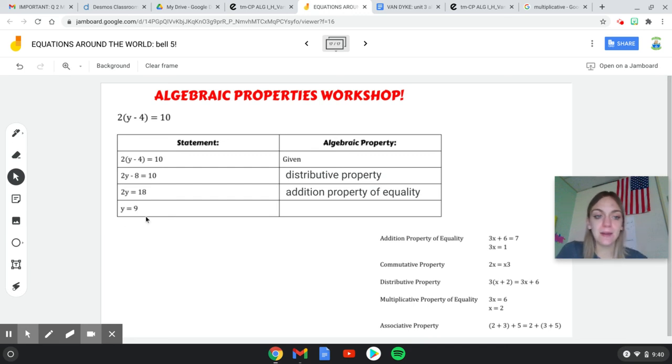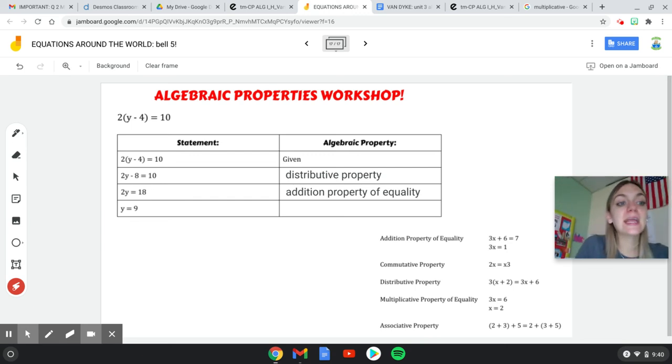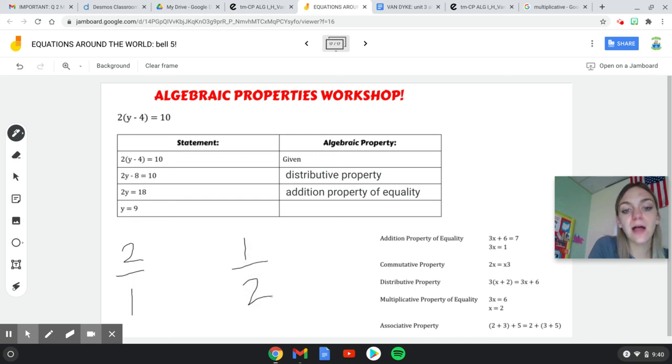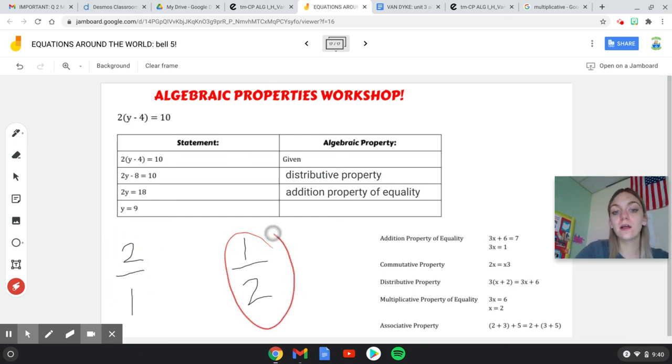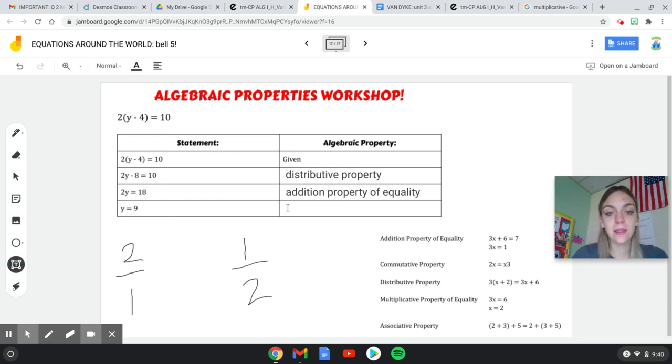And then lastly, we have to get y by itself. So we've got 2y equals 18, and we're down to y equals 9. We have to divide by 2 to get y by itself. But again, instead of thinking of dividing by 2, think of multiplying by 1/2. So instead of dividing, we're going to multiply. Those are opposites. And instead of looking at it as a 2, we're going to look at it as 1/2, the reciprocal, which is the opposite. So then this is the multiplicative property of equality. Perfect.